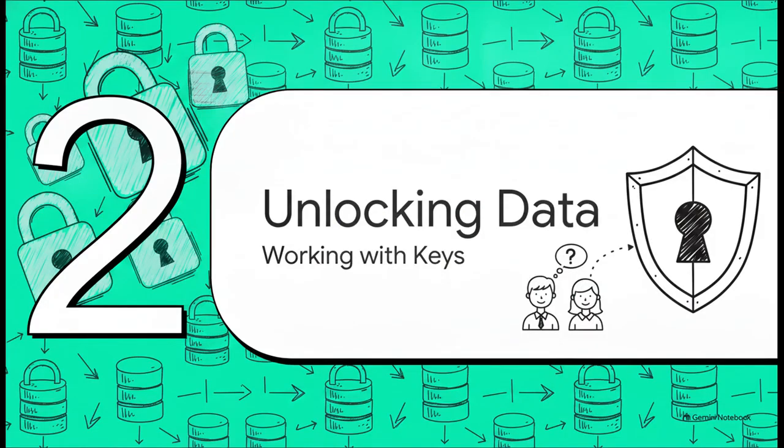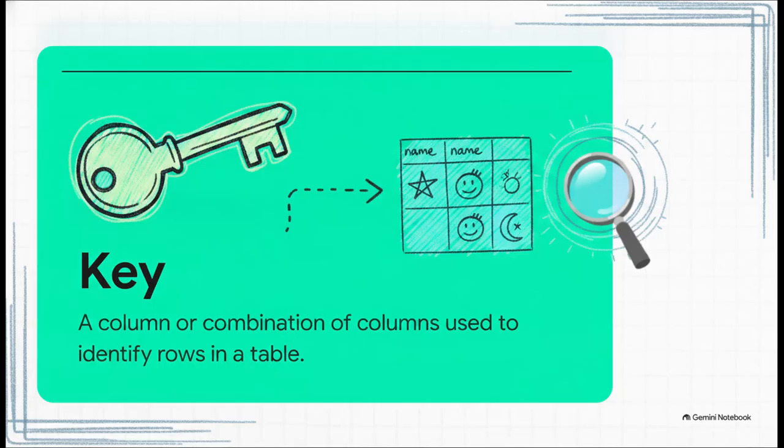Moving right along to part two, unlocking data with keys. Here's a common problem. How do we avoid confusing two students who happen to have the exact same name? Well, we use a key. A key ensures we can perfectly identify specific records without any mix-ups. It can be a single column or even a combination of columns that lets us pick out a specific row. So if we have two Rahuls, we just use a key, like their unique roll number, to tell them apart.